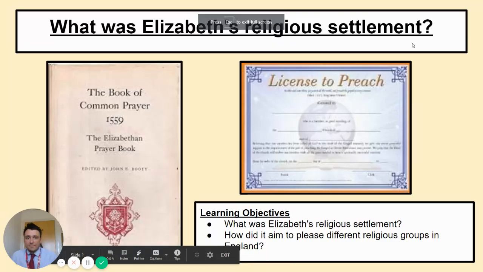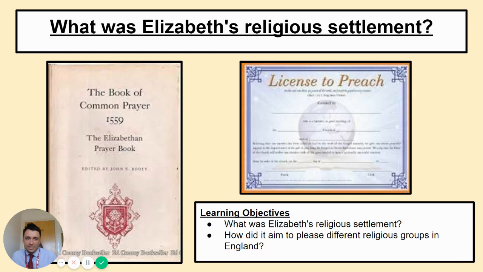And welcome back. So in today's lesson we're looking at what was Elizabeth's religious settlement. That's one of our objectives. We're also going to try to understand how did it aim to please different religious groups in England. Now, we'll do things a bit differently.